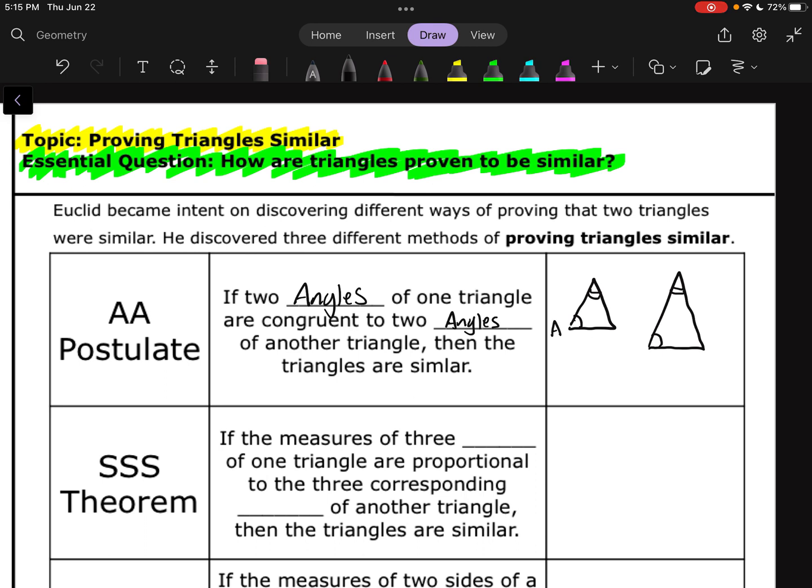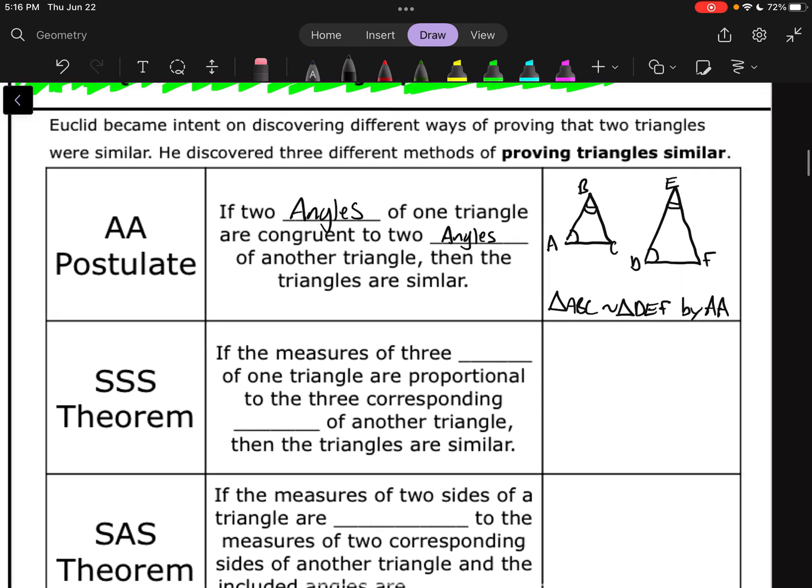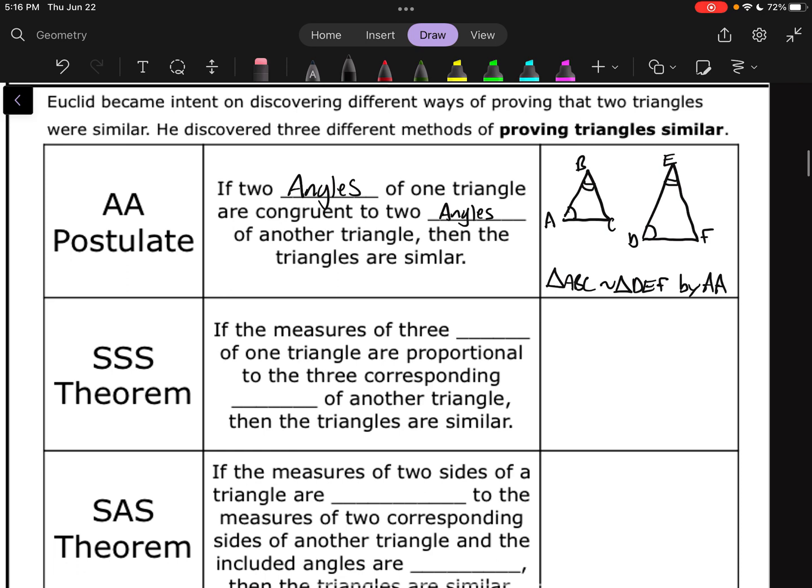So we could write that out maybe if we name this triangle ABC, this one DEF. We could say that triangle ABC is similar to triangle DEF by AA. Right, that would be what we would expect to see if we were using AA. Our next method is SSS. And we've seen this before with congruency, but this is SSS similarity.